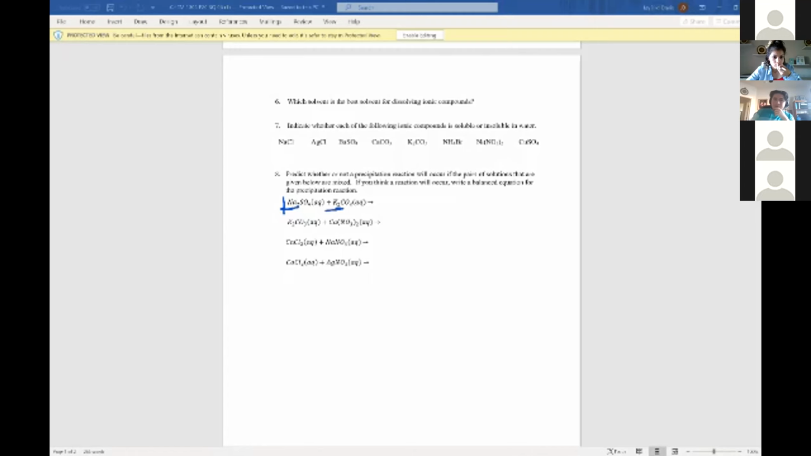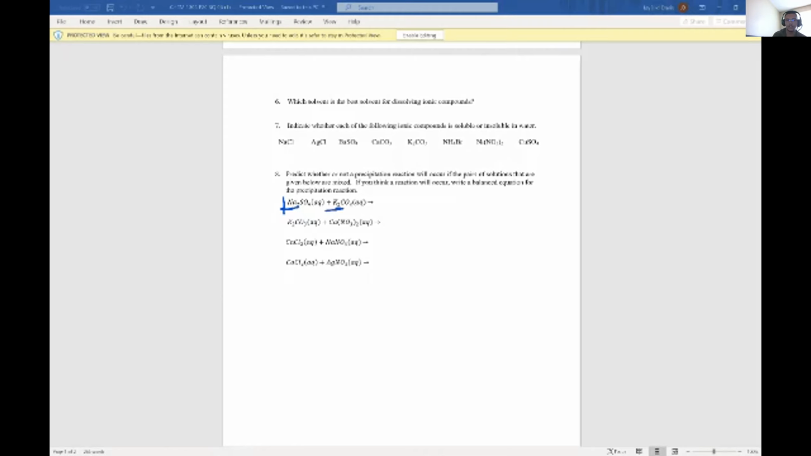Same. It's also group 1, right? So since they're both group 1, what does that let you know? Will there be a precipitate or not? I don't think so. No, because they're both group 1. So since they're both group 1, that means they won't have a precipitate, which means there won't be a reaction.